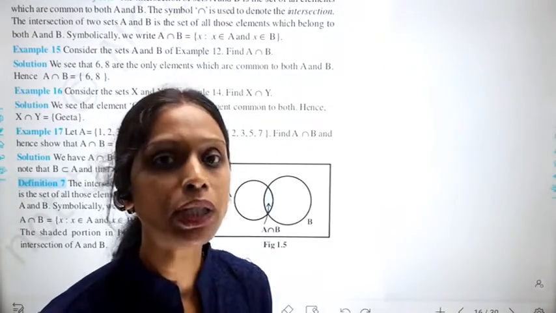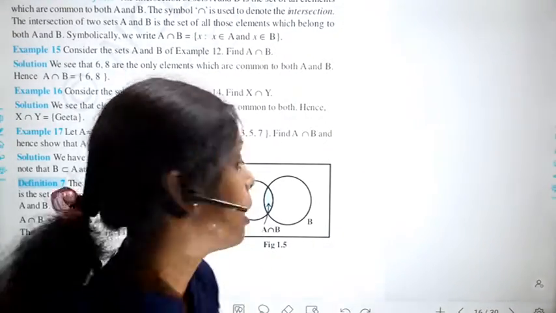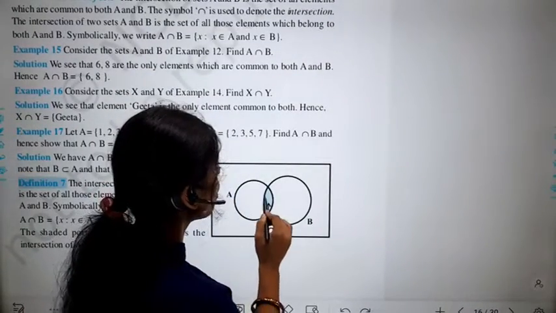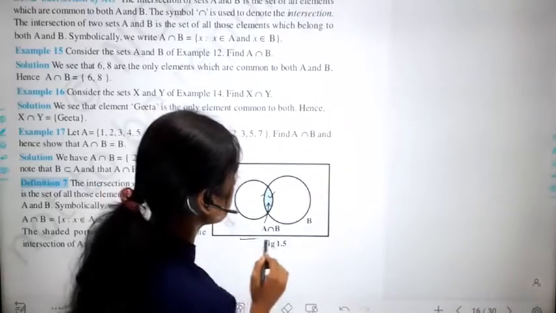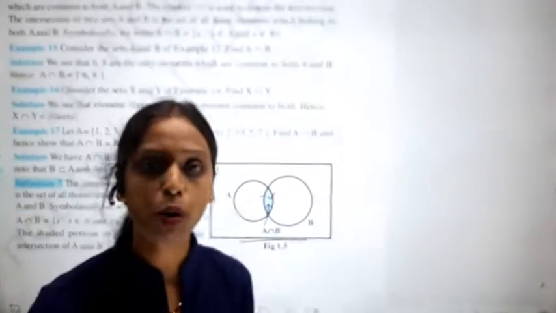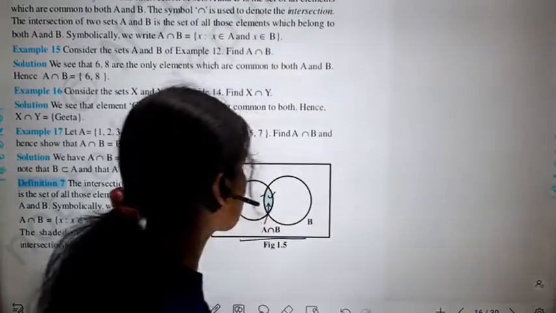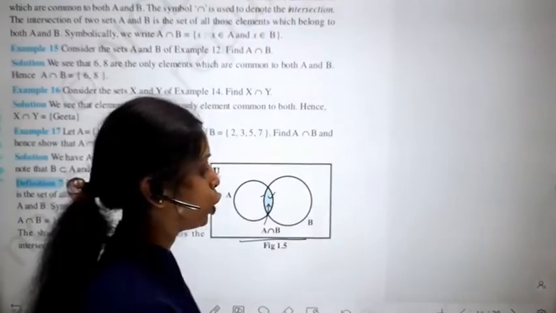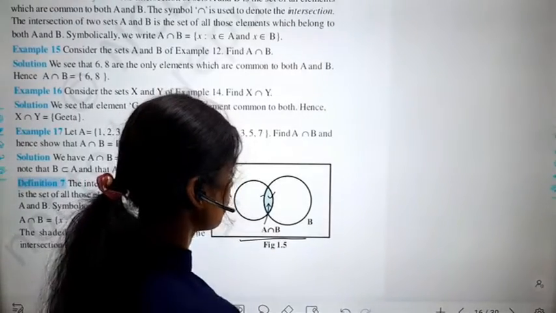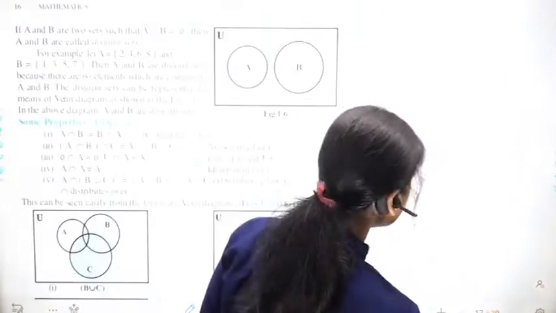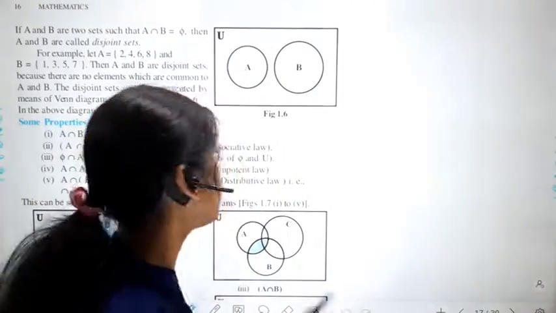Collection of all those x such that x belongs to A and x belongs to B. It means x belongs to both A and B. This is the pictorial representation of A intersection B. Okay. Then I think you have understood the notion of intersection. My next one is which properties hold good in an intersection.